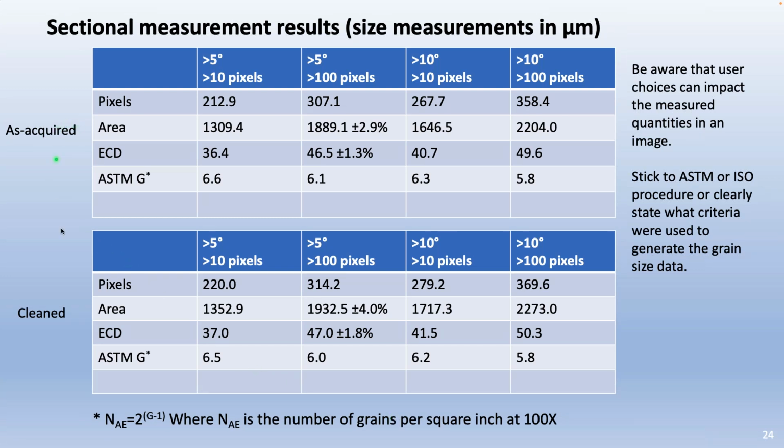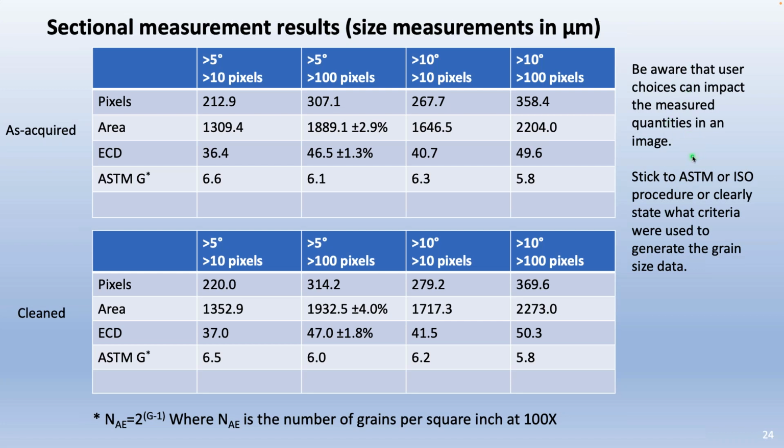So here's the as acquired, here's the clean data. Again, maybe not so much difference between the two if we've done it carefully, 46.5 to 47, I have no problem with that. Again, cleaning can be done, but do it carefully. But be aware that the user choices can impact the measured quantities in image.